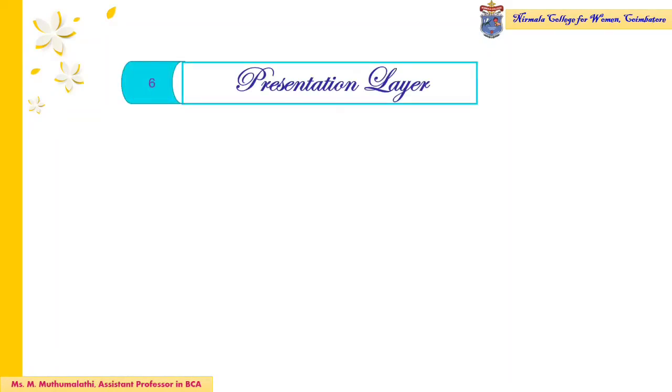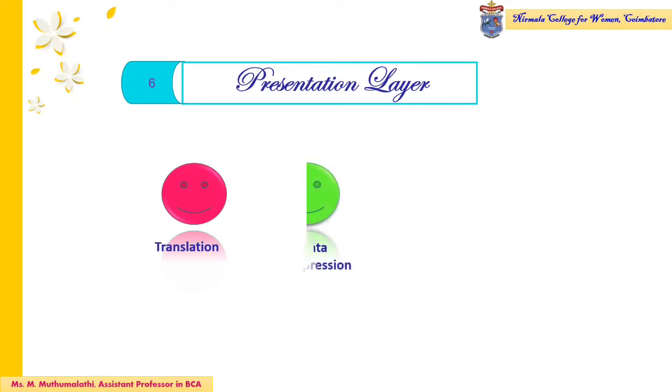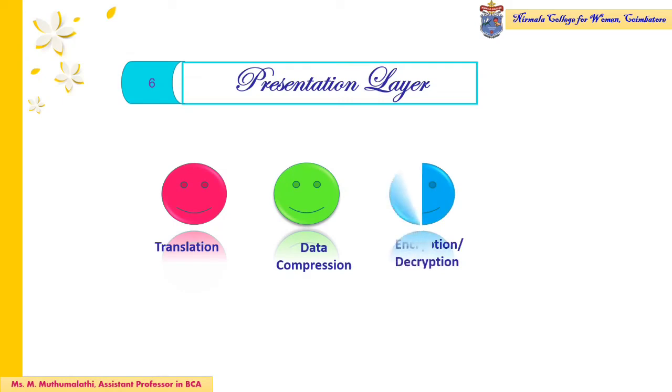Presentation layer. The presentation layer receives the data from the application layer. Here three main functions are performed, that is translation, data compression, and encryption and decryption techniques. The presentation layer converts the data into a machine understandable language, that is translation. Before transmitting the data, the presentation layer reduces the original data size, that is data compression. This helps to transmit the data in very little time.